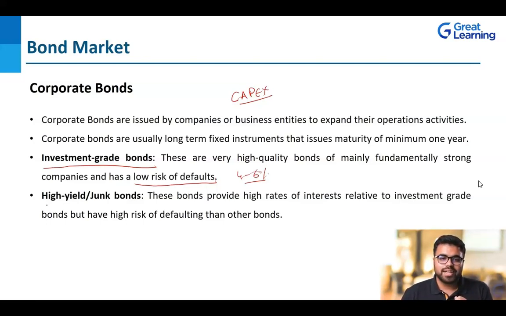Second, we call it high yield or junk bonds. Now these are issued by relatively less known companies, and their risk of default is very high. They could probably run away with your money if they want. And this is a very high risk type of investment, but since it is a very high risk, you also get high rewards out of it. So their interest rate would be somewhere between 7 to 10% at max. So these types of investments are called junk bonds or high yield bonds.